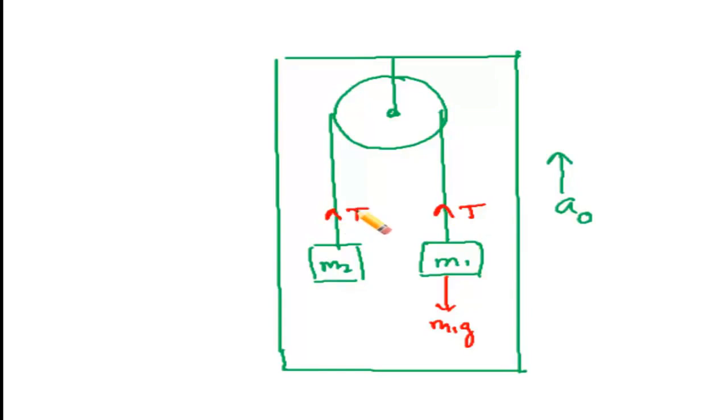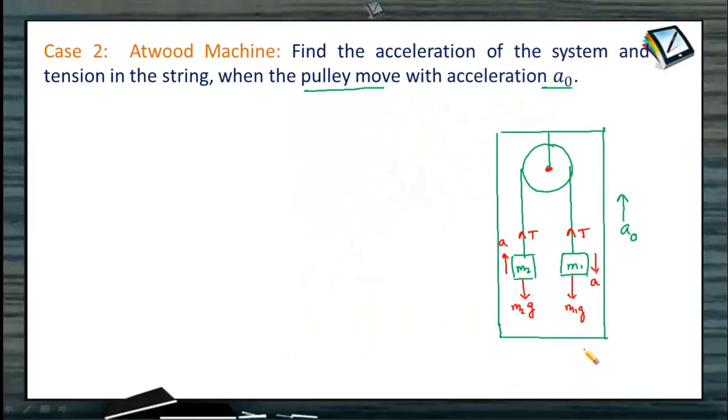On this body, same string, same tension. Here it is M2G. This body is coming down with acceleration A, and this body is moving up with acceleration A, since in an inextensible string the acceleration of both the masses is the same. So, for the equation with respect to the acceleration, since the pulley system is moving with an acceleration A0, we can consider the net resultant acceleration of this body, which we have studied earlier, as A equal to (M1 minus M2) divided by (M1 plus M2) into G.